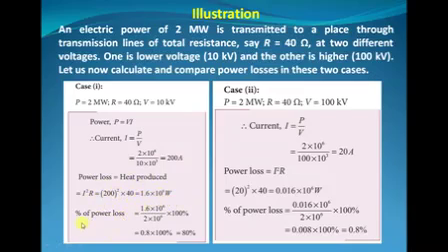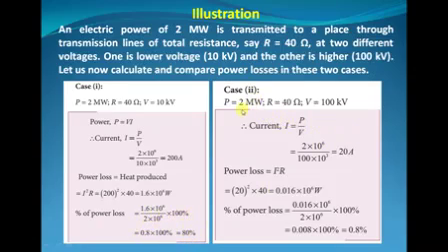Next we calculate the percentage of power loss. The percentage of power loss is 1.6 into 10 power 6 divided by the actual power, 2 into 10 power 6, into 100%. Here we are getting 80%.